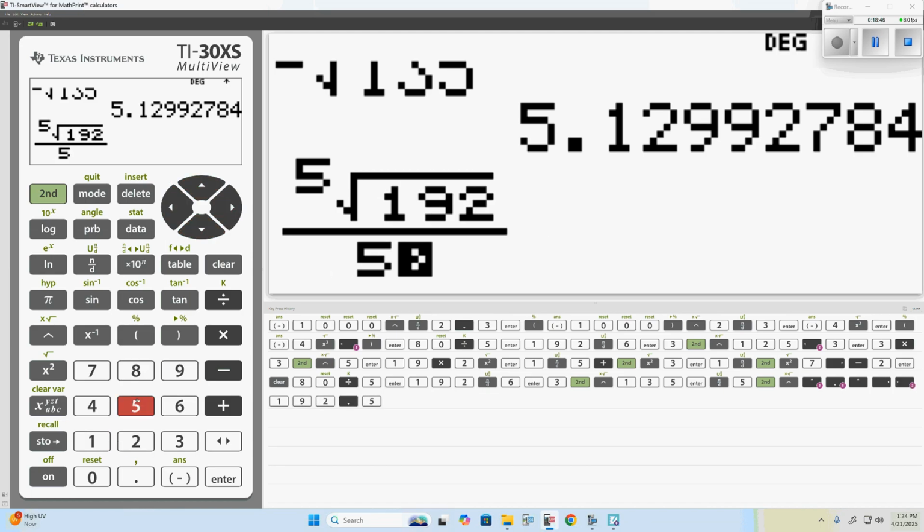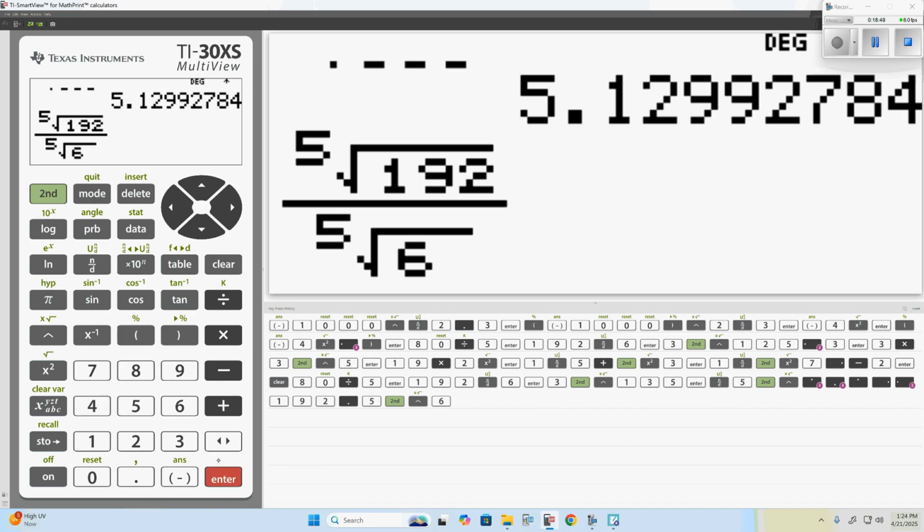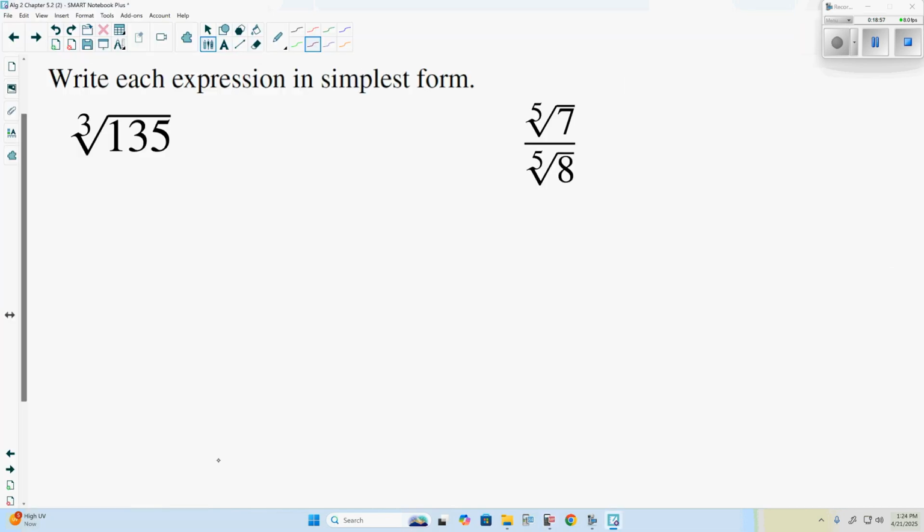92 over the fifth root of 6, where it gave us a nice number. It's not going to reduce it. It doesn't reduce our non-square root radicals. So this one here, we do have to do the factor tree of 135.